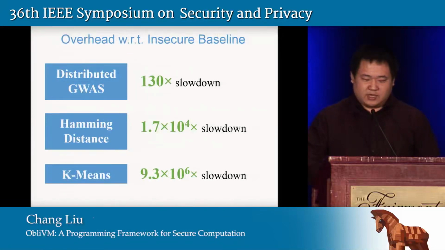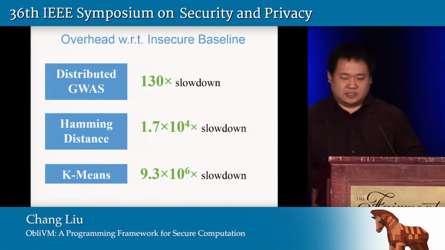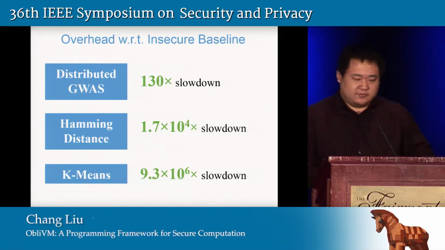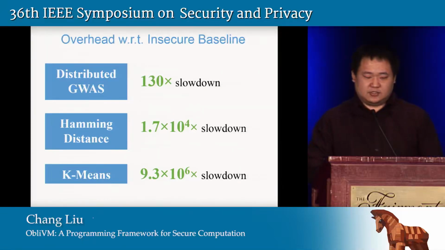Okay, we also compare our SCVM framework with an insecure solution, for example, the plain program running on top of an x86 machine, and we compute the slowdown. There is a very moderate slowdown. For example, for the distributed GWAS, the slowdown is only 1.3 times. We can expect that in the future this number will be even smaller.